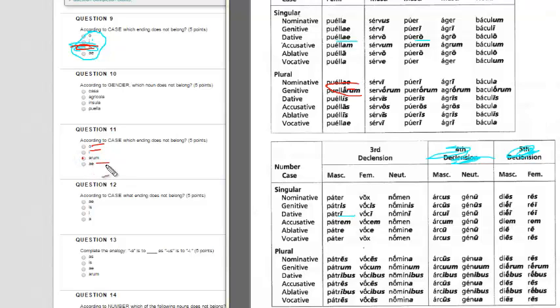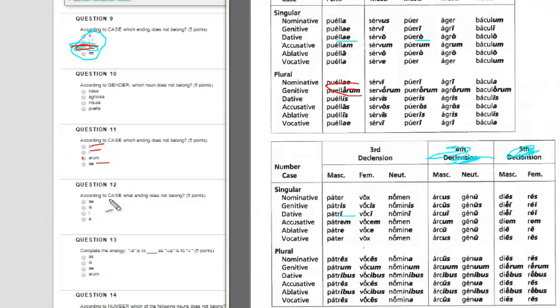For 12, according to case which does not belong, we are looking at these again, and so we have AE, IS, I, and A, and so for these, we're probably looking at genitive singular. So here we have an AE, okay, that's genitive singular. Here we have an IS. Let's see, genitive singular. Here we have an I, genitive singular, and here we have an A.